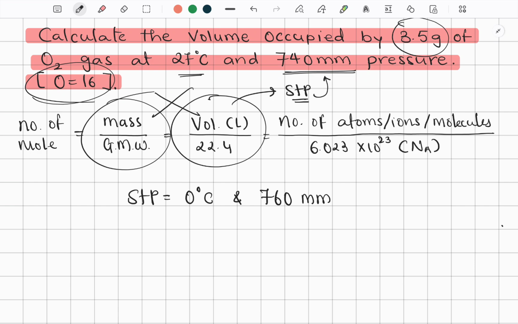So in order to calculate the volume at given condition, we're gonna use the gas equation. So let's start this question first, and then we'll see how we can calculate the volume at given condition, which is 27 degrees Celsius and 740 millimeter of pressure. So let's start.